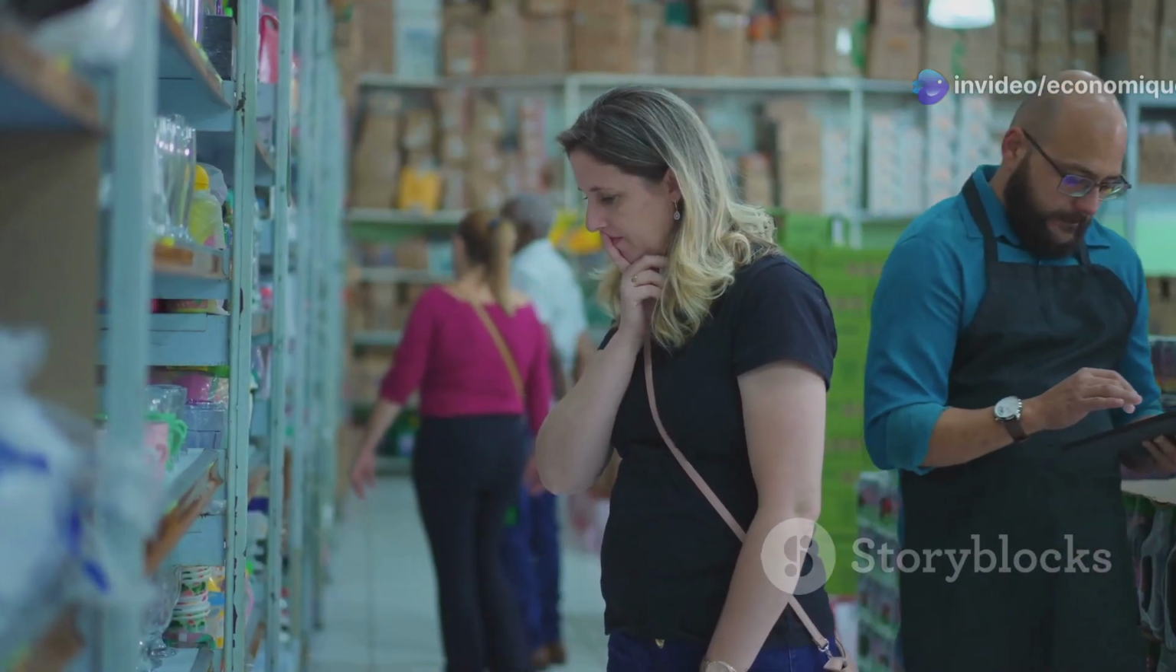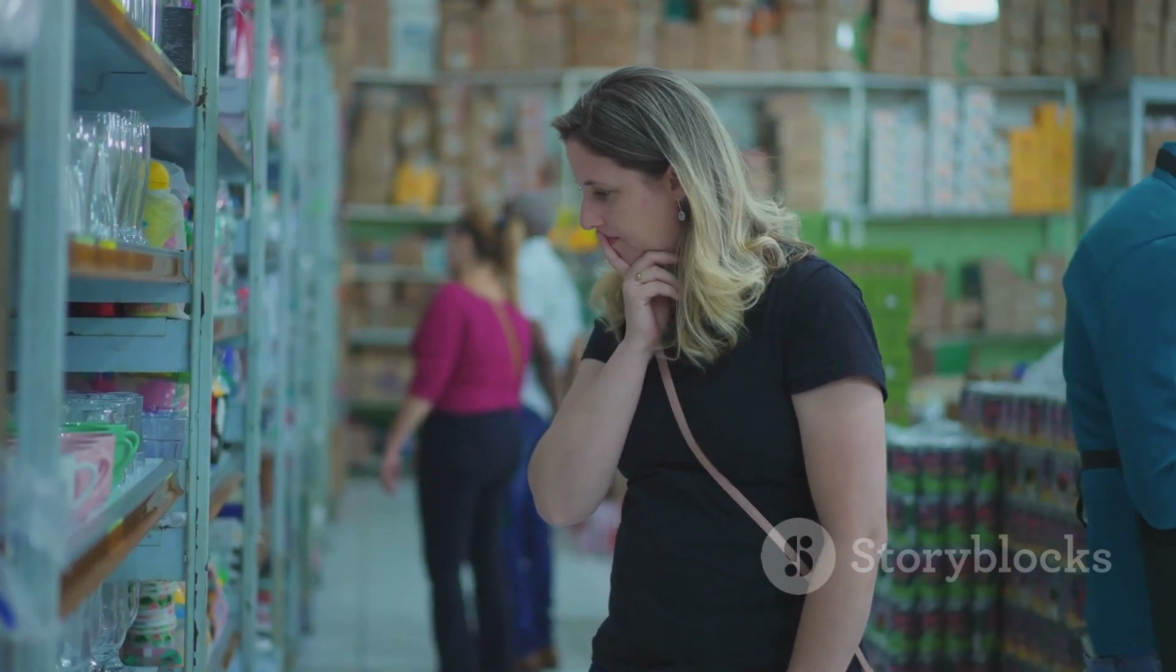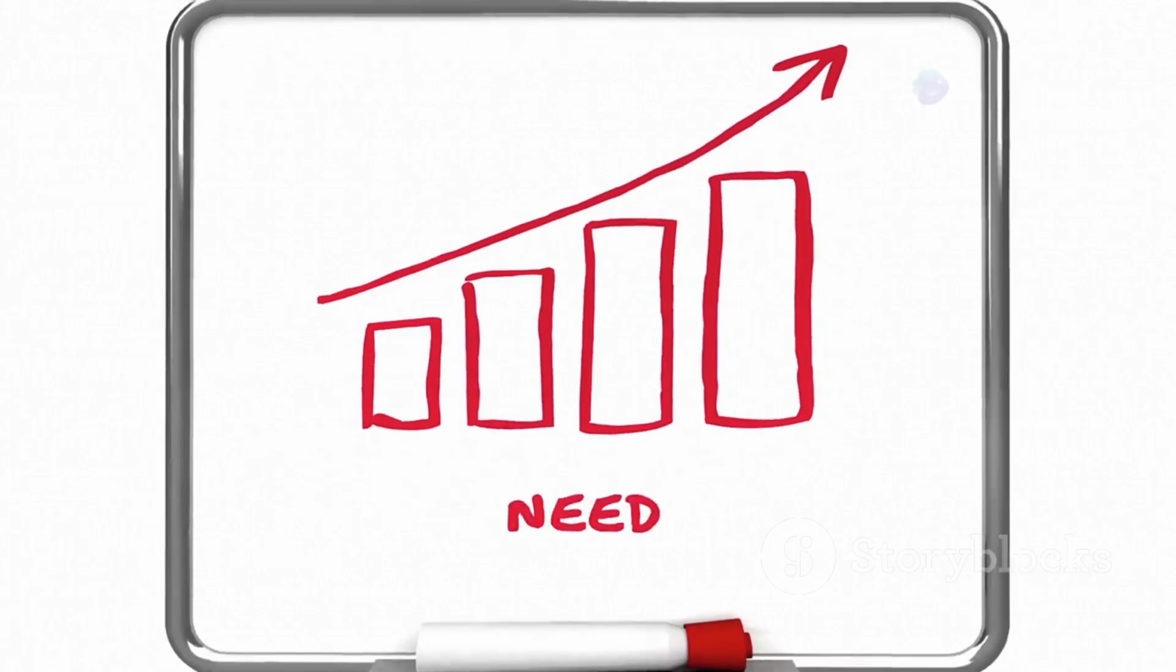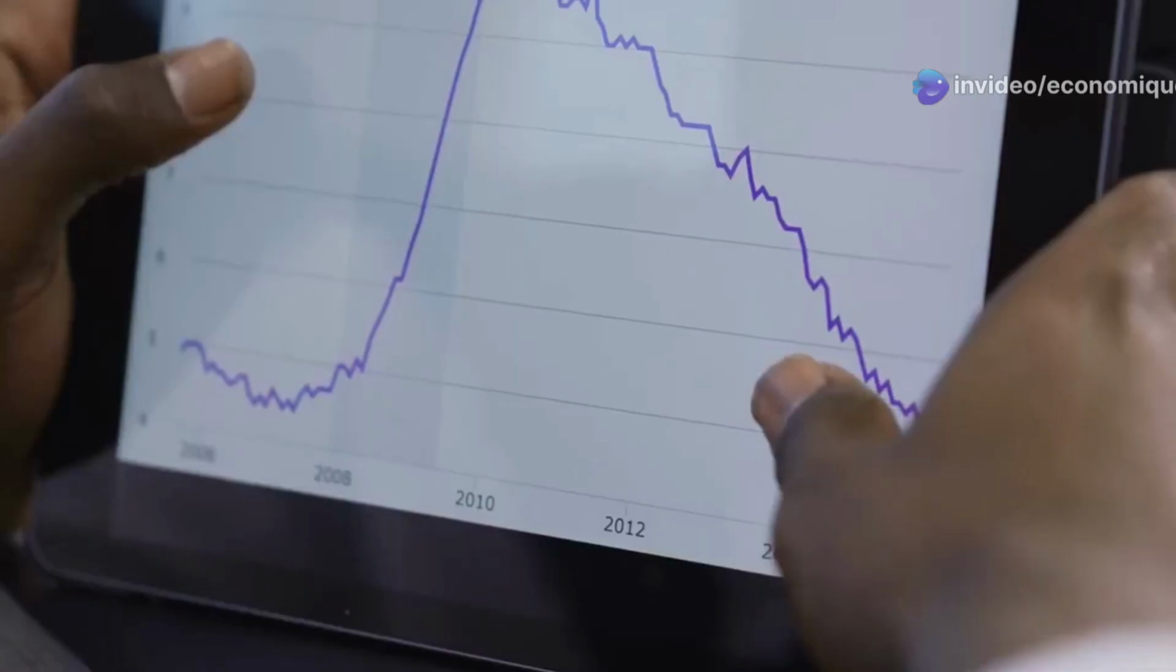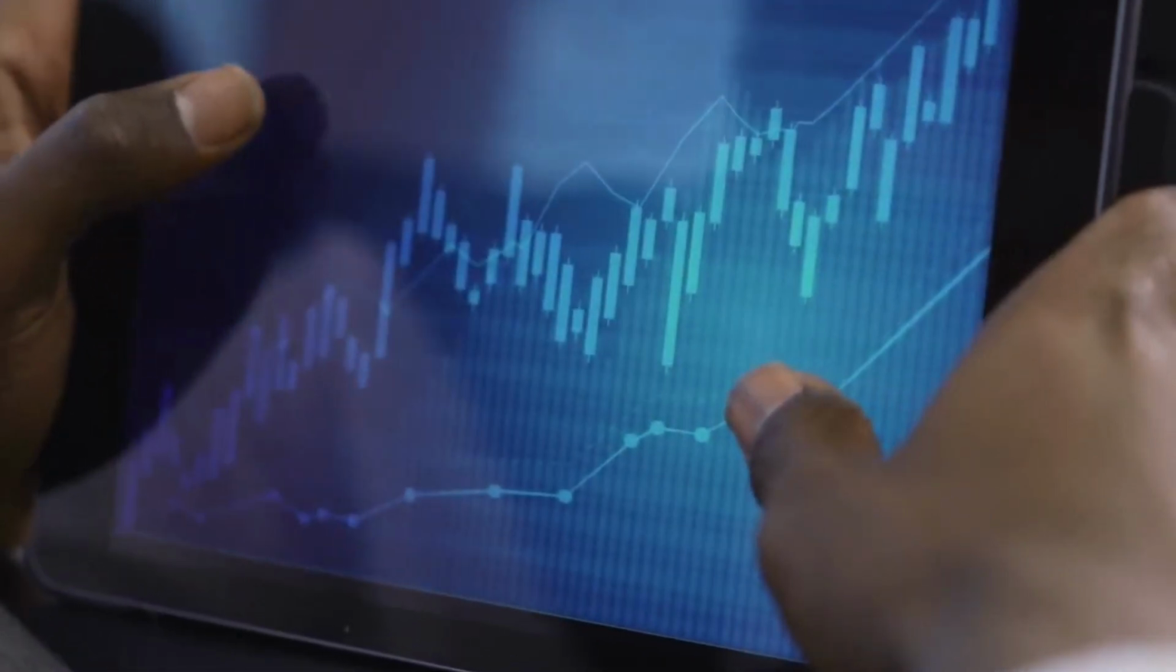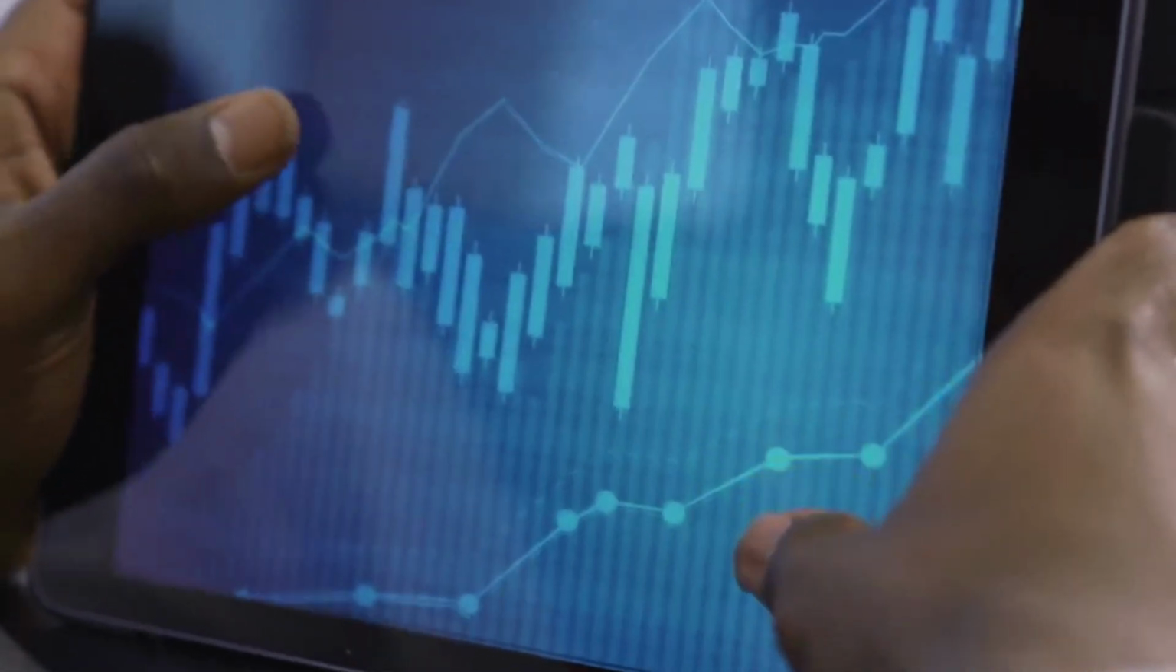This simple decision-making reflects a key idea in economics, the demand curve, which shows the relationship between the price of a good and the quantity people are willing to buy. Now imagine we turn this story into numbers. We could create a demand schedule, like a table, that shows the quantity of cornflakes bought at different prices.